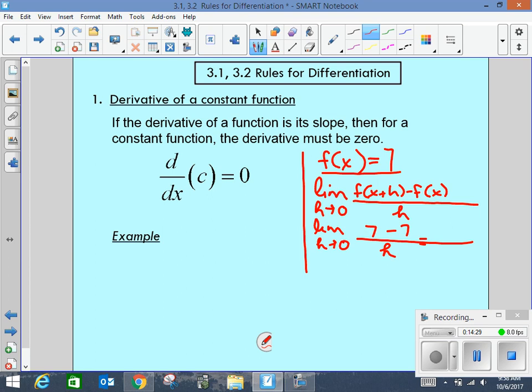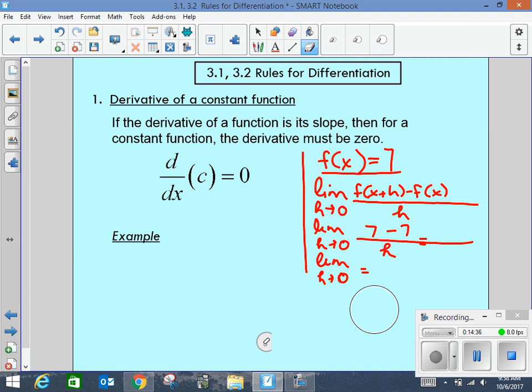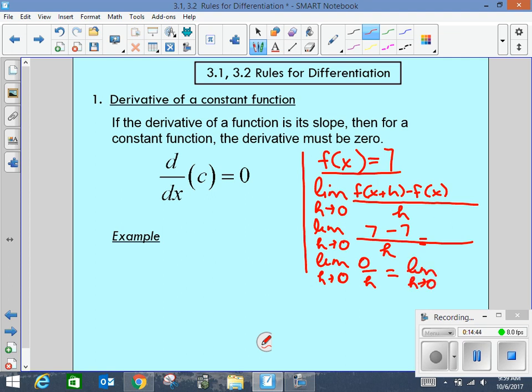So, keep going. What's 7 minus 7? 0. So what's the limit, remember, algebraically, 0 over h is 0, so that is 0. Okay? Now, that's a lot of work for a 0. And it's kind of confusing.